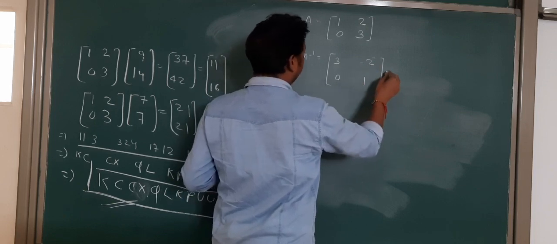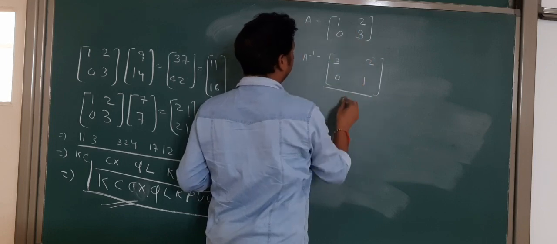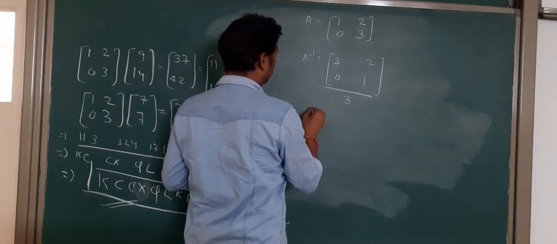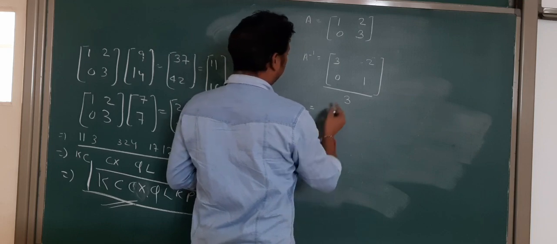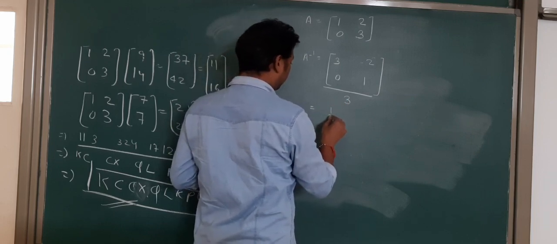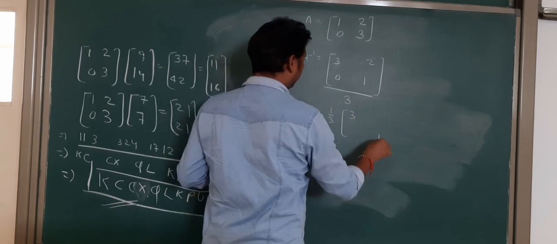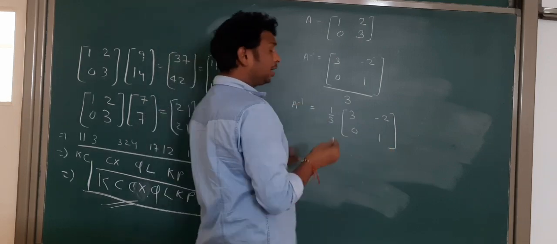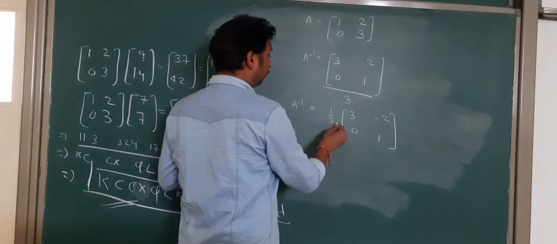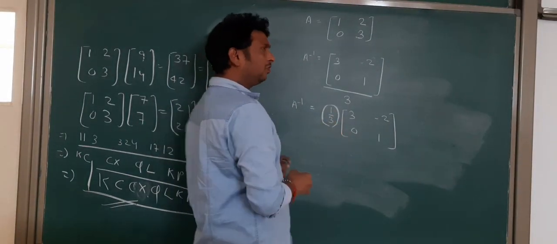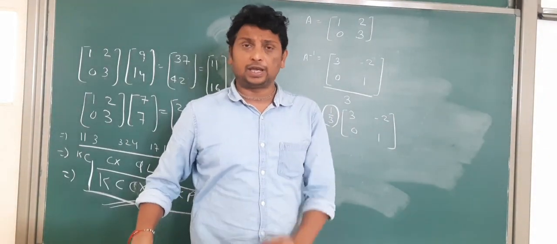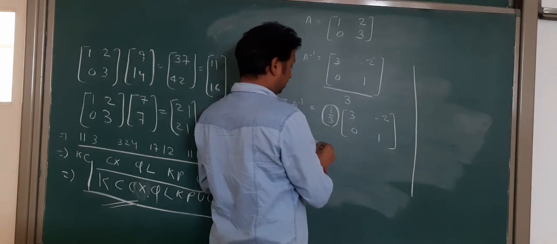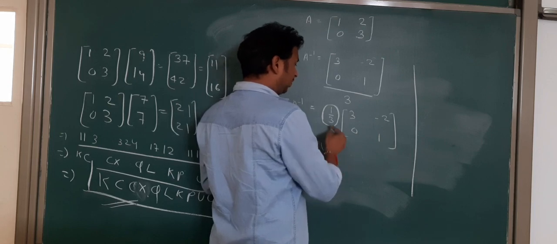This A inverse is, with entries 3, -2, 0, 1, divided by its determinant. What is the determinant? 3. So now it means 1 by 3 times the matrix 3, -2, 0, 1. This is your A inverse. Now under modulus 26, first you have to find out the value of 1 by 3. What is 1 by 3 with modulo 26? It means we are going to calculate 3 inverse. 1 by 3 means 3 inverse.